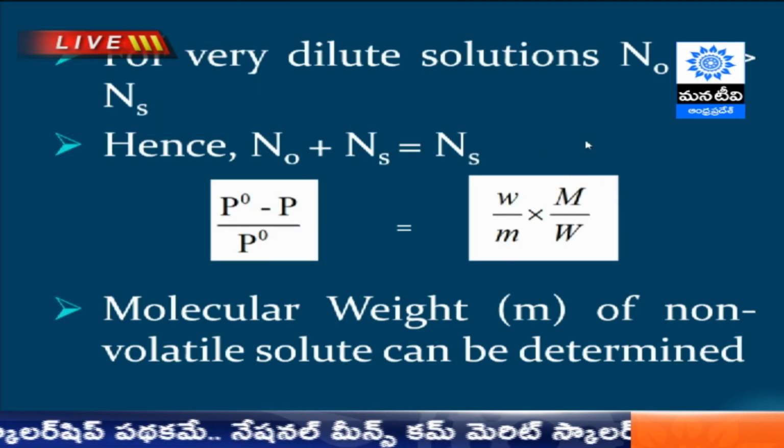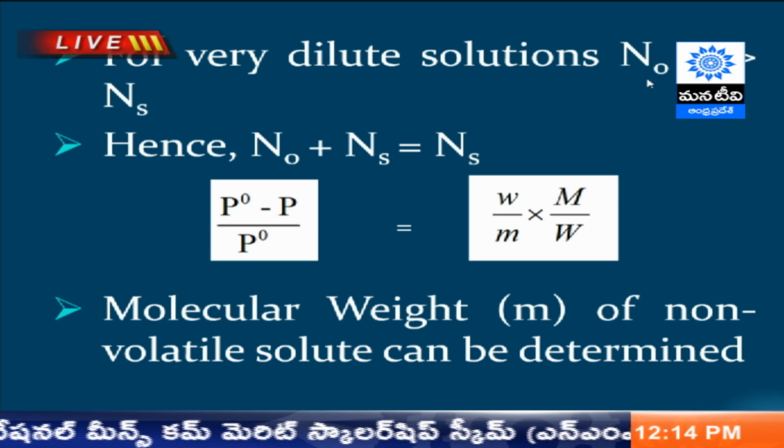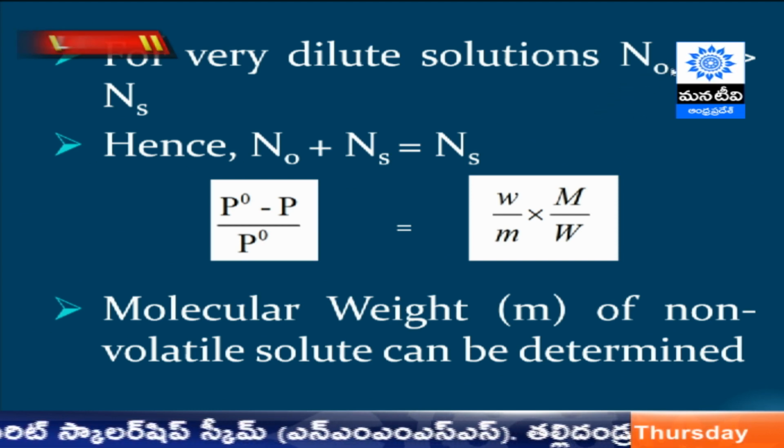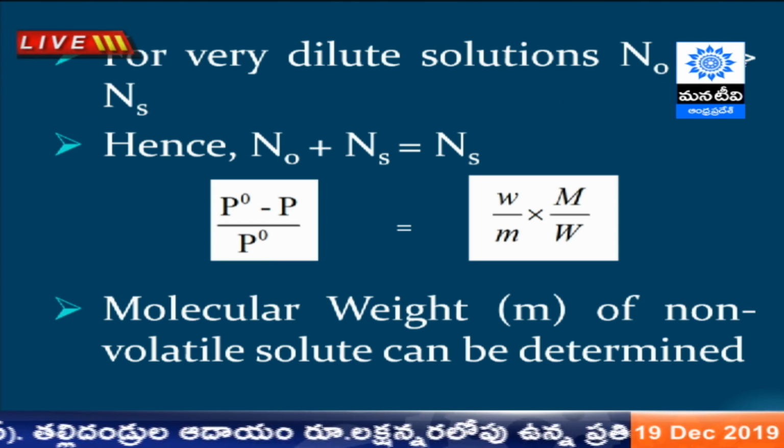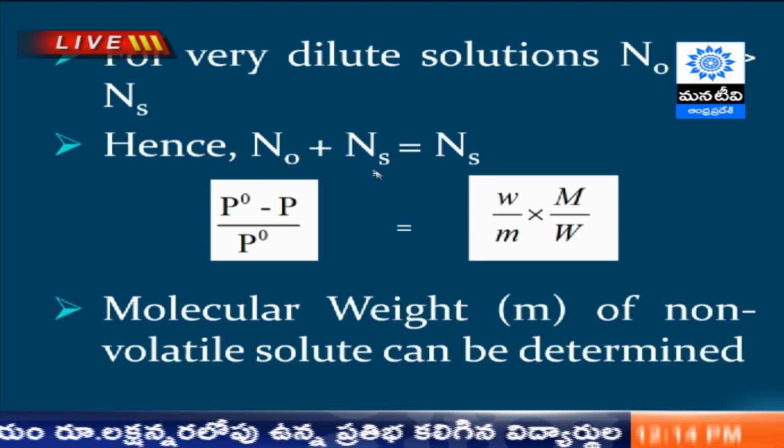For very dilute solutions, N naught, which is the number of moles of the solute, will be much less than that of the solvent. Hence, N naught plus Ns will become Ns.